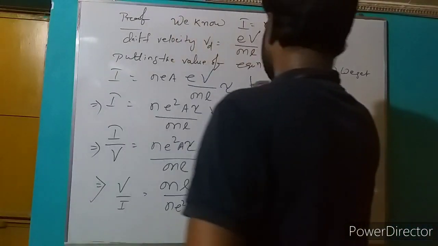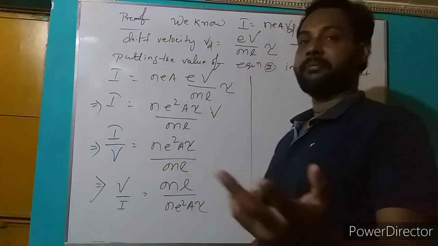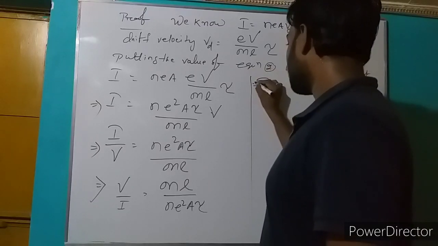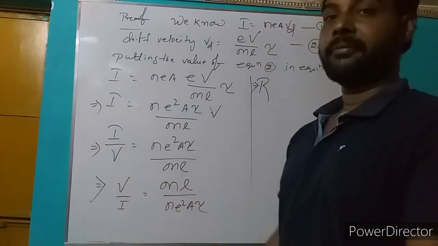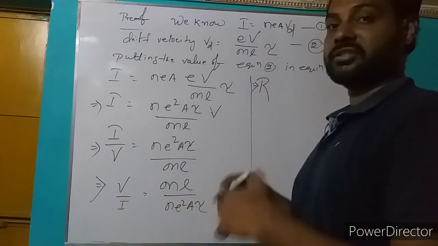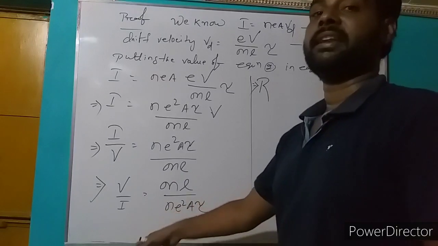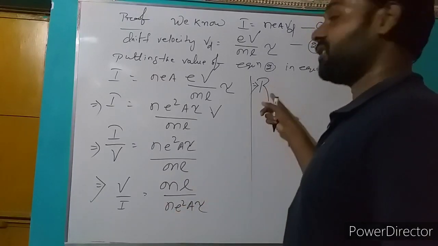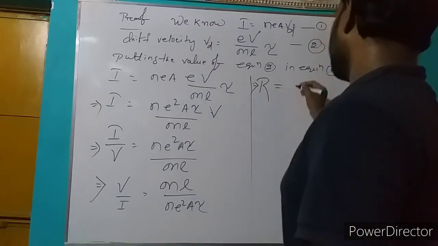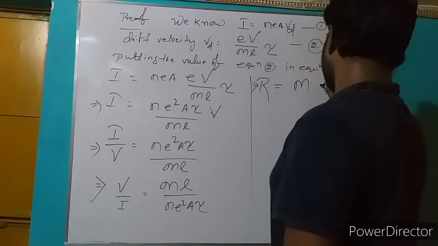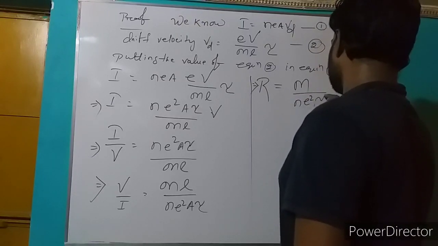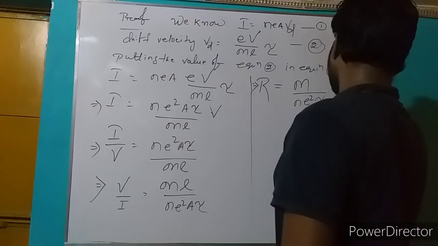Now V by I means what? Already I have defined. V by I means electrical resistance. So R equals V by I. The potential difference across the two ends of the conductor which flows the electric current, so that it generates a new term, that is called electrical resistance. So R equals m by n e square tau into L by A.